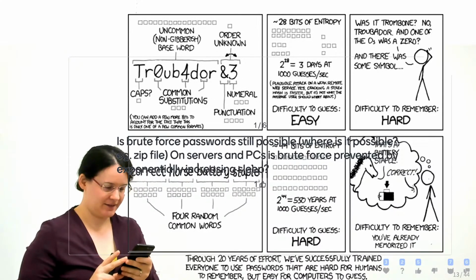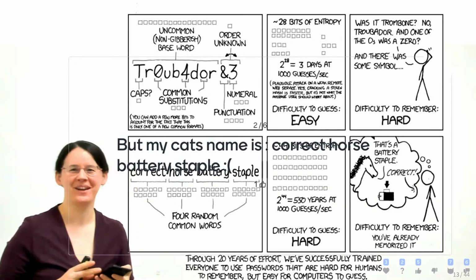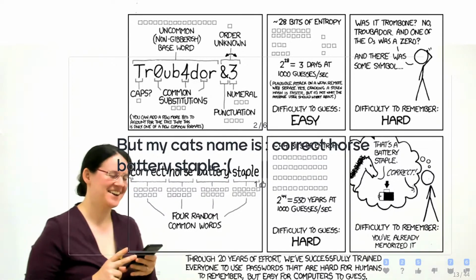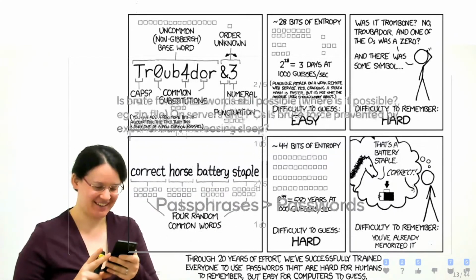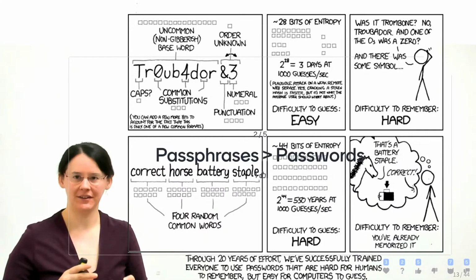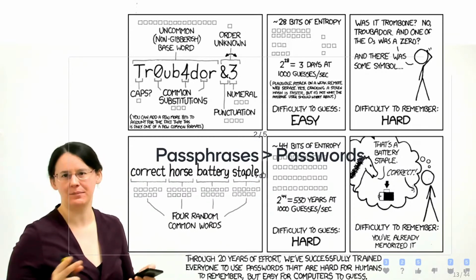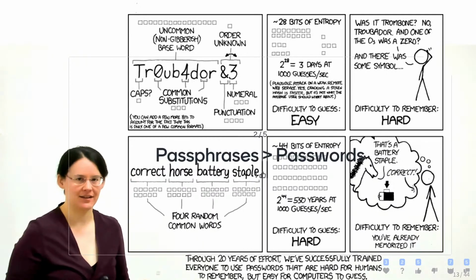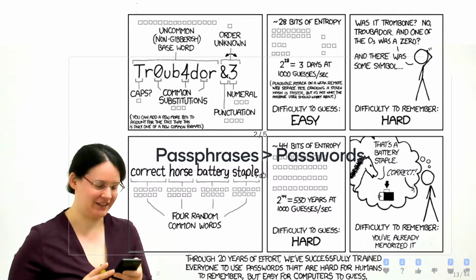Let's see. Your cat's name is correct or is battery stable. Okay. I guess I don't have much to add to that. There's a fan of passphrases compared to passwords here. So this strategy is very often referred to as passphrases, but some people also refer to the sentence construction as passphrases. So the terminology is not very clear here.